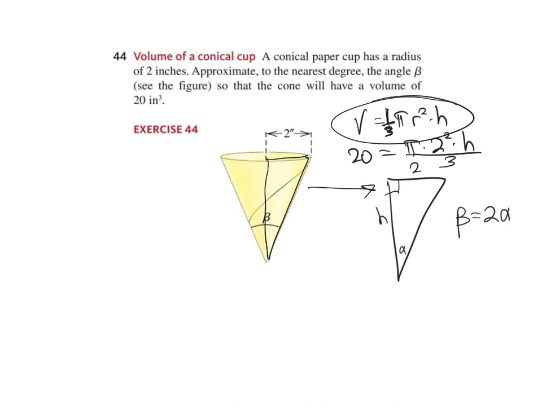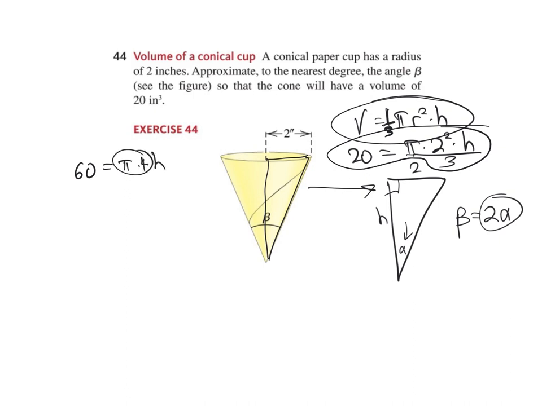It wants beta, and all we have here is alpha. If we multiply it by 2, that'll be the whole degree of beta. So how do we do all this? First of all, let's find h. So 3 times 20 is 60. I'm going to do it all over here, 60. So we have pi times 4 times h. So we're going to divide by 4 pi.